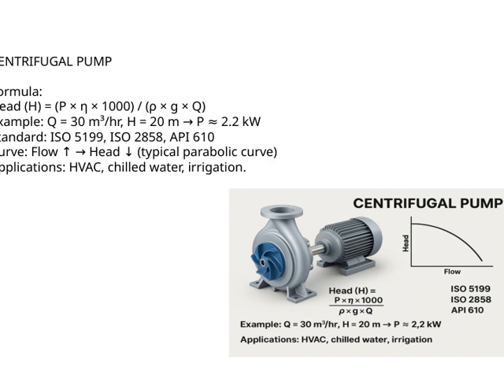Now let's talk about the pump curve. Typically, as the flow rate increases, the head decreases, resulting in a characteristic parabolic curve. This relationship is fundamental when selecting a pump for specific needs. Finally, regarding applications, centrifugal pumps are widely used in HVAC systems, for circulating chilled water, and in irrigation setups. They are versatile and reliable for moving fluids efficiently across various industries. So, understanding these core concepts helps us better appreciate how centrifugals operate and their role in different systems.